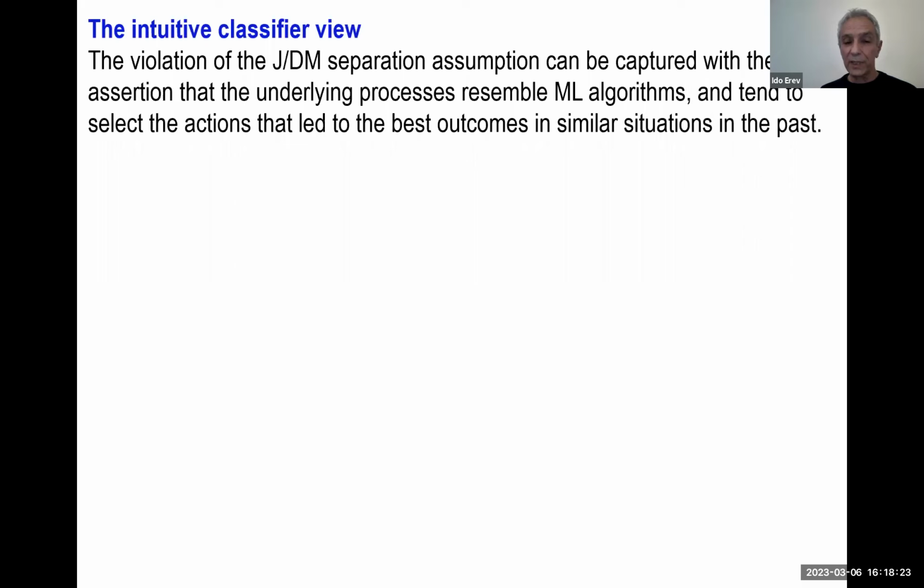People tend to select the action that led to the best outcomes in similar situations in the past. This is basically what machine learning algorithms are doing. There are different algorithms that do it, and different ways to find similarity, but this is what they are doing. And we argue that maybe this is what the brain is doing too, and this is how we make decisions too.